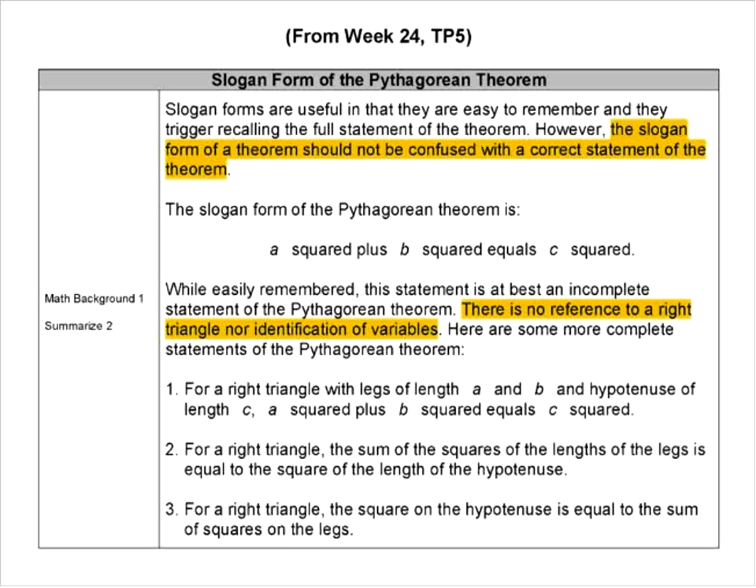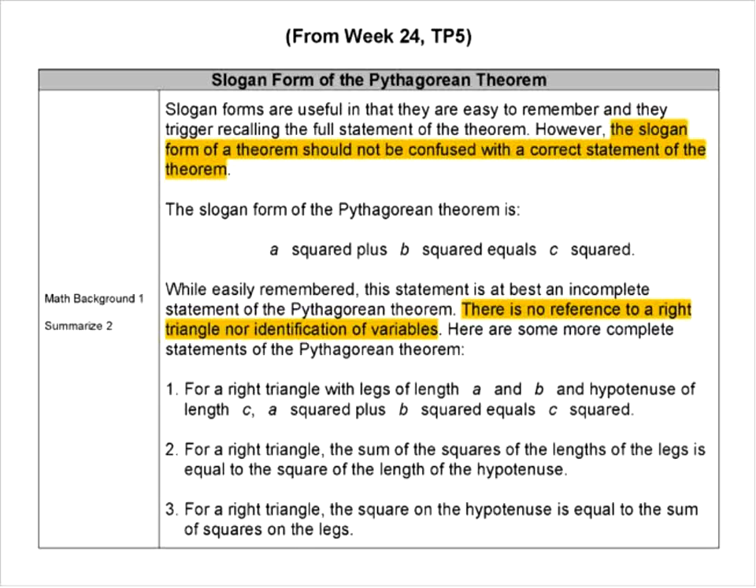Okay, so here's a math background taken from the teacher pages. I just want to highlight a caution with the slogan of the Pythagorean theorem. We are all familiar with the slogan a squared plus b squared equals c squared, and it's very catchy and easy to remember.